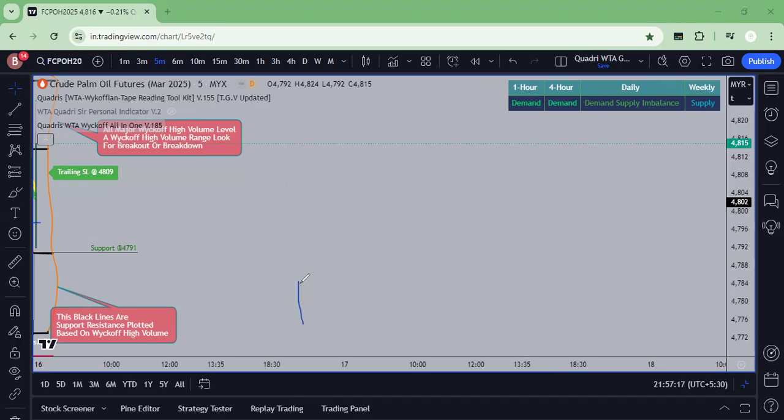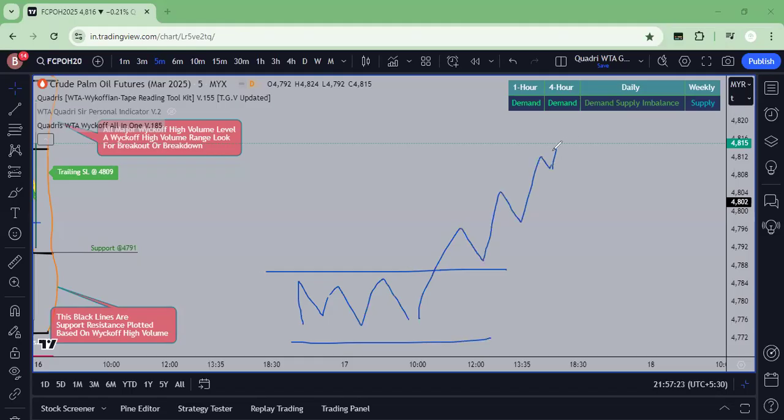So Wyckoff's original work is: if there is an accumulation, after that accumulation phase there has to be a markup. Then there has to be a distribution phase. Then after distribution, there has to be a markdown. In layman's terms, or in today's era, the markup phase would normally be referred to as an uptrend. A markdown phase would be referred to as a downtrend.